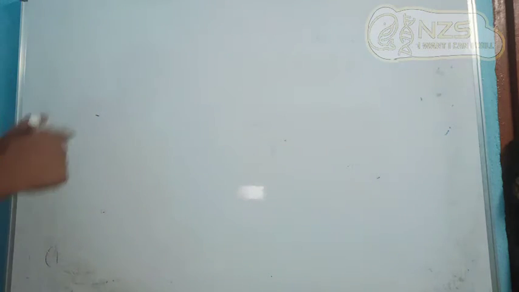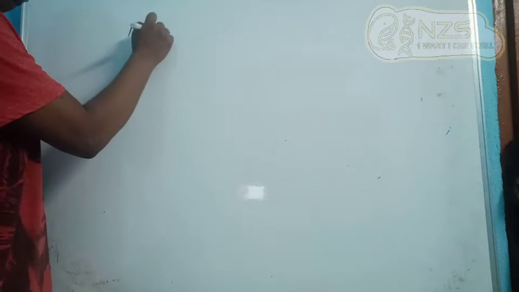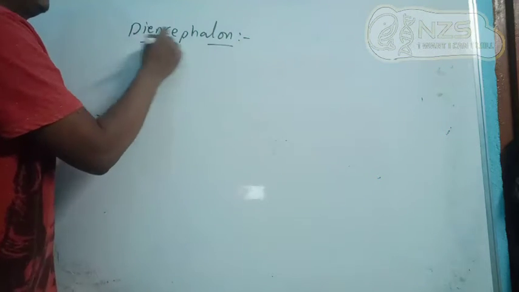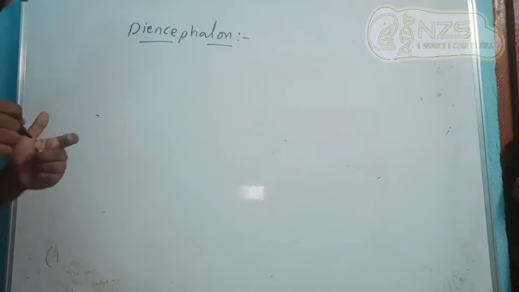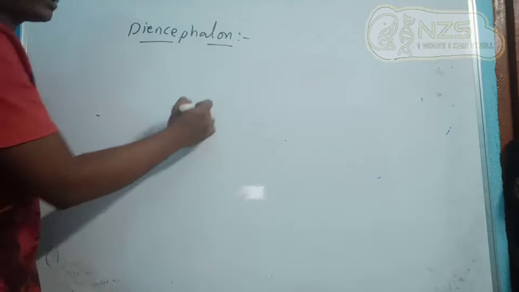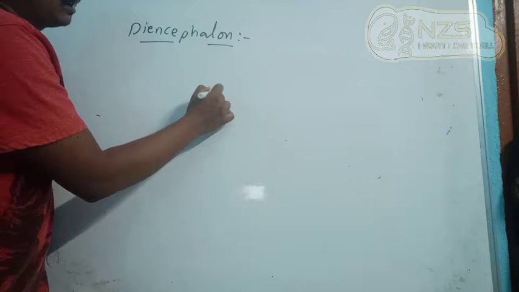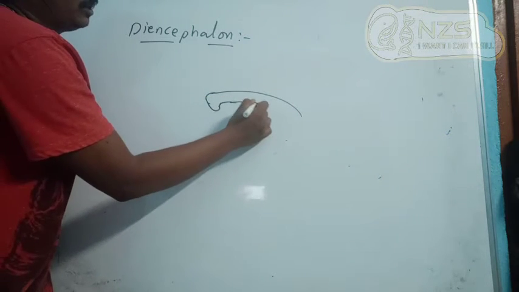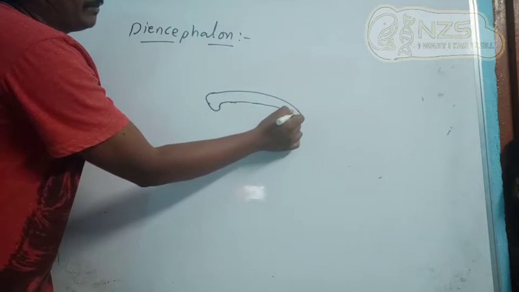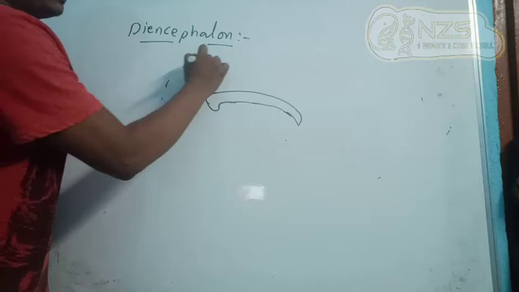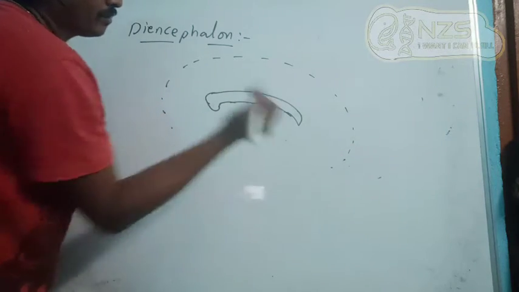So the next part is diencephalon. Now this is the most important part of the brain. Why? We'll see. Assume this is the cerebral cortex, and just think that this is the corpus callosum. You know, we have the genu part and the splenium part. So this is the genu and this is the splenium. On this we have the cerebral cortex. No need of discussing cerebral cortex right now.